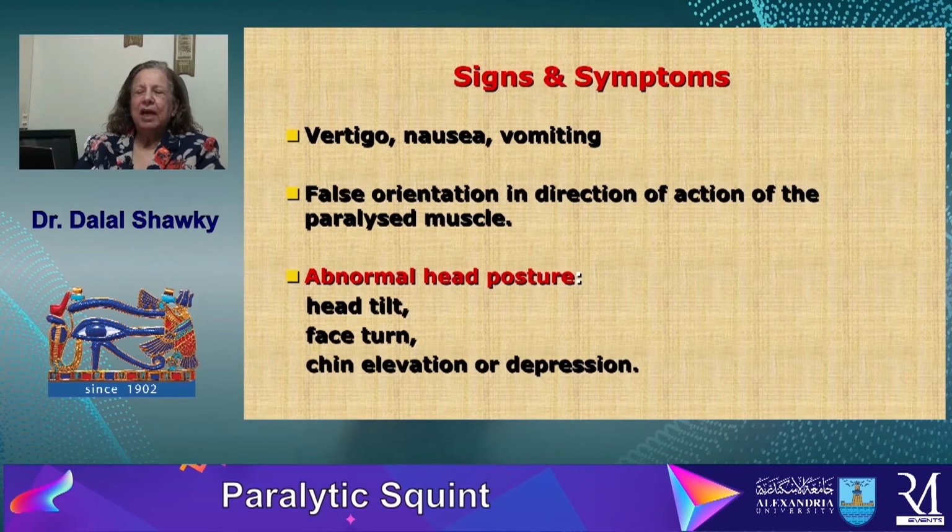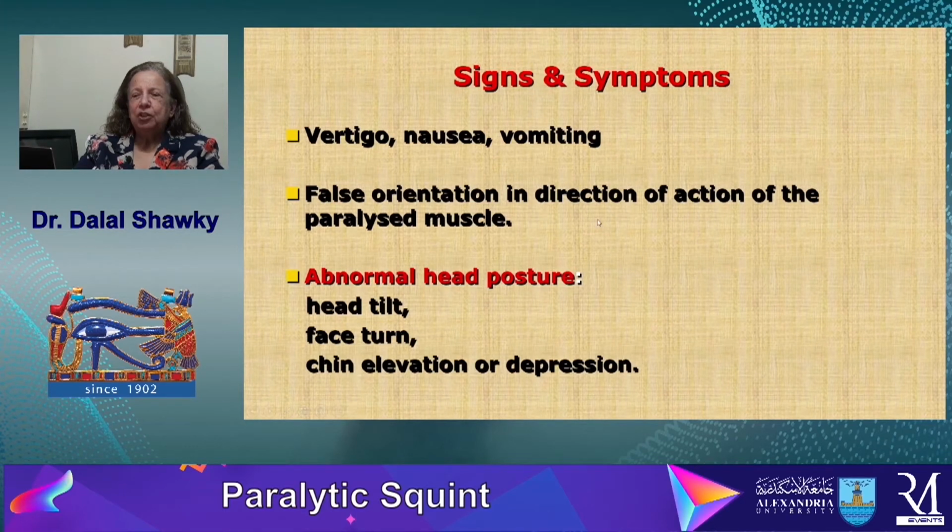Also, there is vertigo, nausea and vomiting due to diplopia all the time. There is false orientation in space in the direction of action of the paralyzed muscle. Why? Because extra impulses are going to the paralyzed muscle to fixate to the object, and at the same time extra impulses are going to the hand to catch or to pick this object which is present in the direction of action of the paralyzed muscle. So there is a false orientation in this direction.